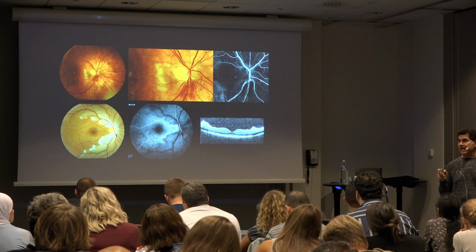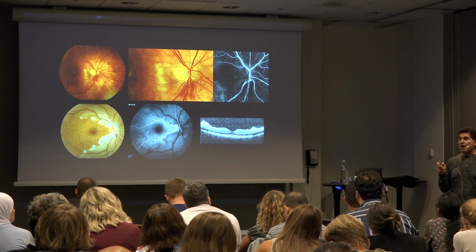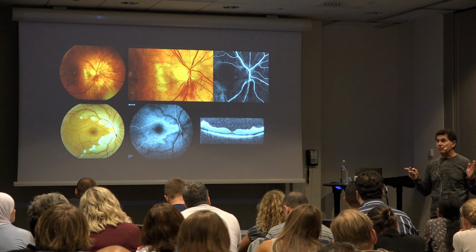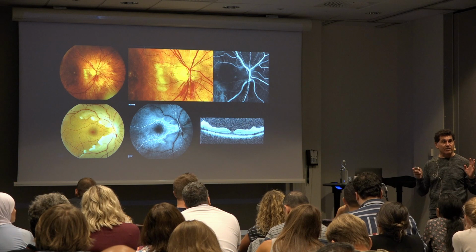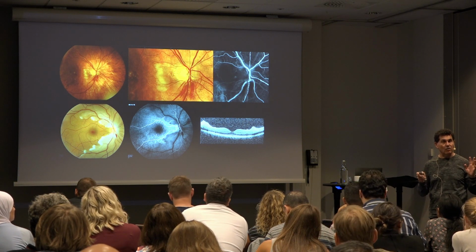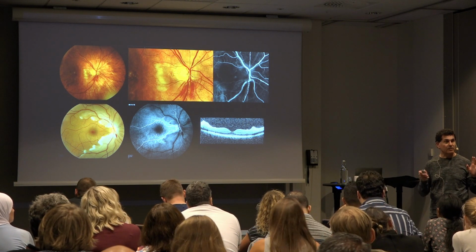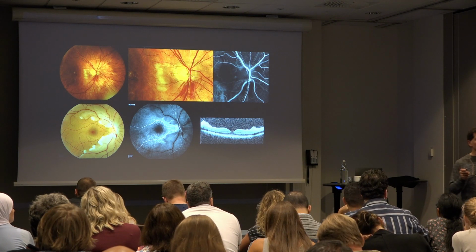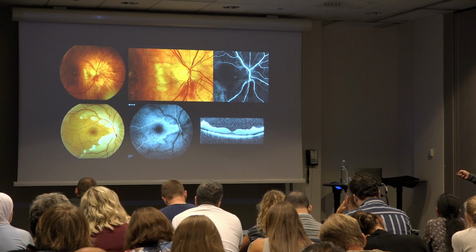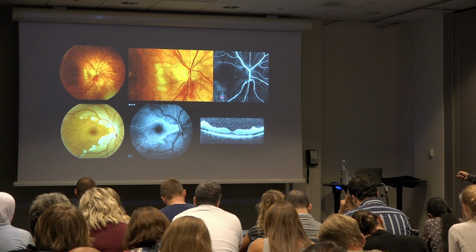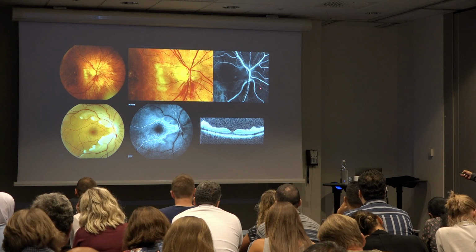So if you see an arteritic AION, during the first 10 to 14 days of the vision loss, you will always see a large section of the choroid not filling because of an occlusion of the posterior ciliary artery that's supplying the optic nerve. I'm going to show you more examples. So you see there's a whole non-filling of the choroid here.